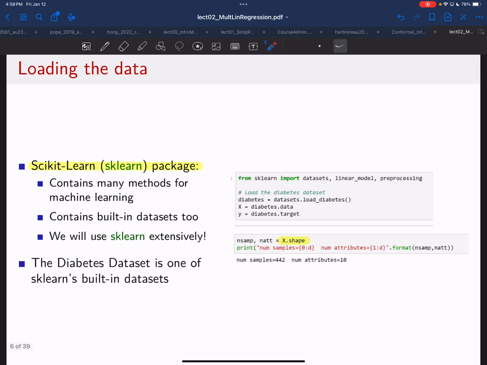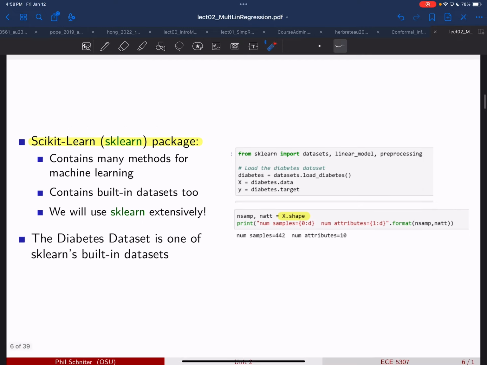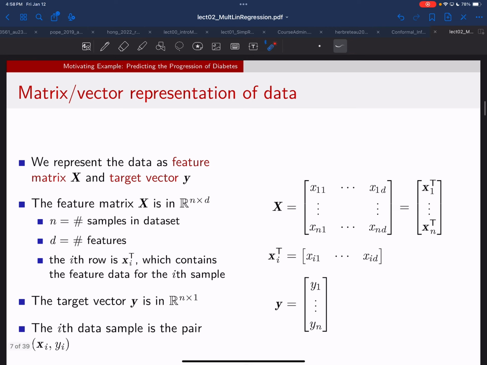Okay, so essentially we're starting to work with matrices and vectors. So let's take a closer look at this. Here we have a feature matrix X, which contains all the data for our features in our data set. We have a target vector Y, which contains the targets we're trying to predict.